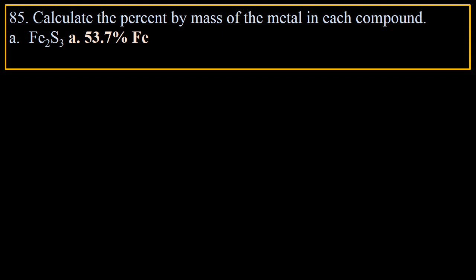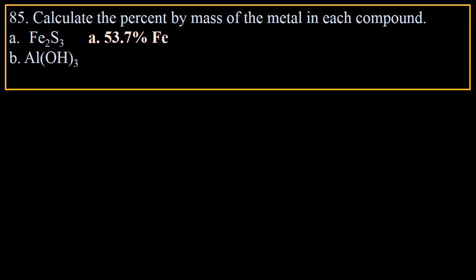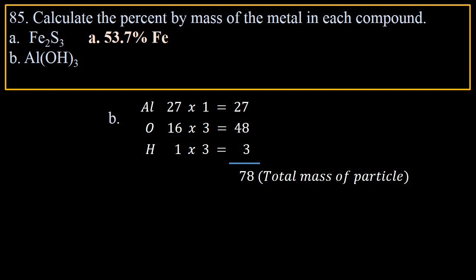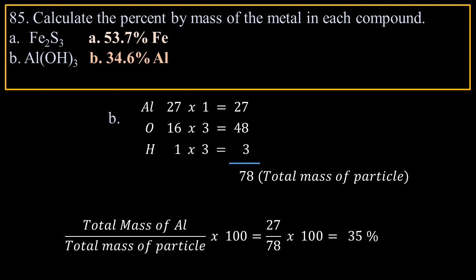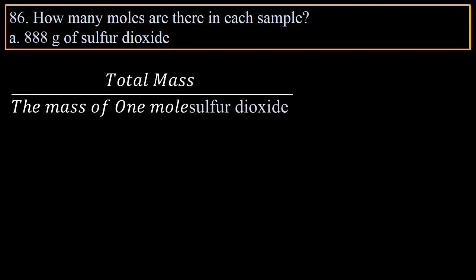All right. Next, we have aluminum hydroxide. So it'll be 27 plus 48 plus 3. And then it'll be 27 divided by 78, which is a little bit more than a third. A third would be 33 and a third. So it's going to be 35. So the answer is 35% iron. So I'm sorry, 35% aluminum is going to be the answer to that one. So you have the total mass of aluminum divided by the total mass of the molecule.